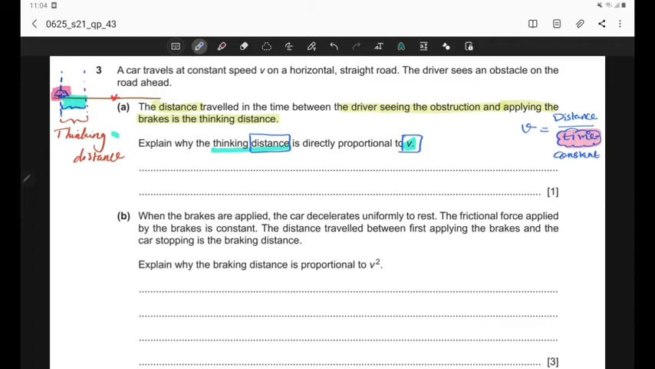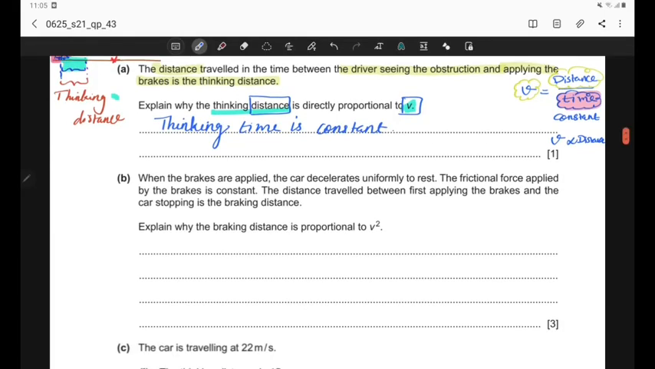As the thinking time is constant, when the speed increases, the RHS of the equation will also increase. That means the distance will increase. All the remaining things, that is time, are constant, so definitely speed will be directly proportional to the distance, or thinking distance. Therefore, in order to answer this question, explain why the thinking distance is directly proportional to speed, we can write thinking time is constant. Since it is a 1 mark question, this statement is enough.